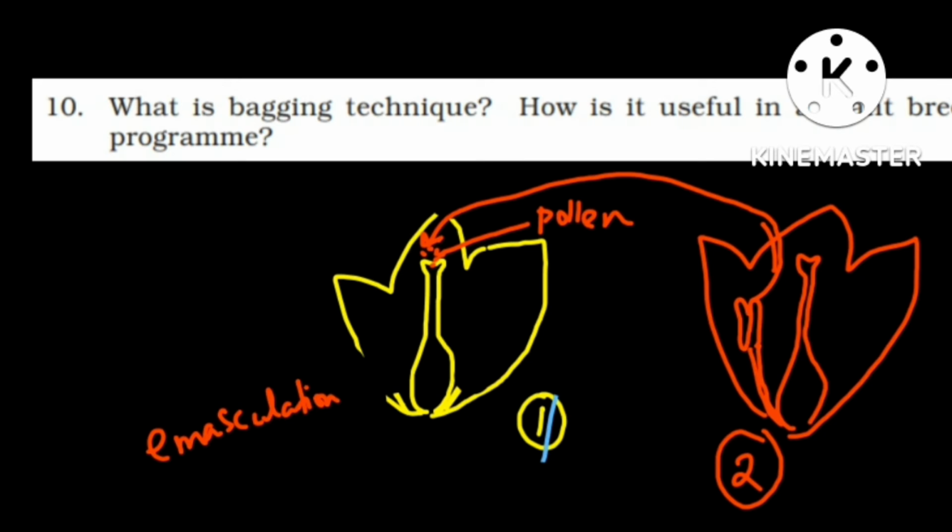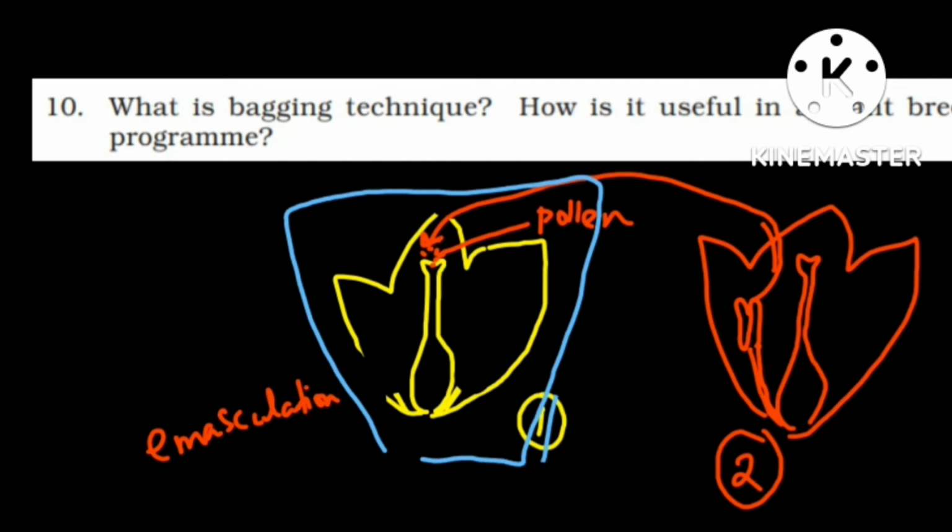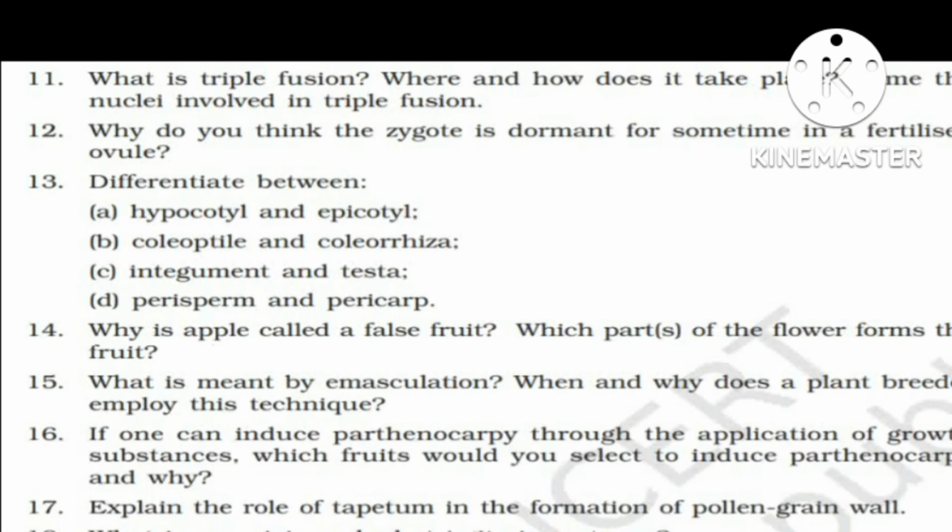They are rebagged because there should not be chances that again some cross pollen comes and falls on this flower's stigma. That's why they are rebagged. And then the fruits will develop inside this bag, and those fruits will be our required hybrid. So that's how it is useful in a plant breeding program.